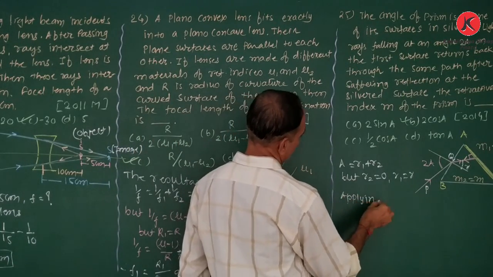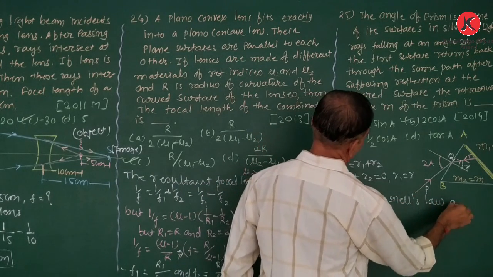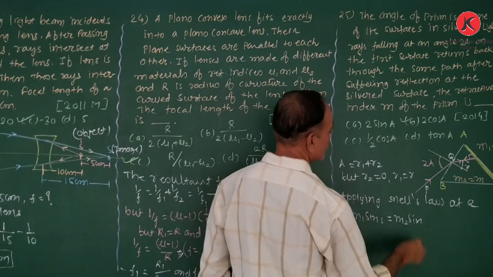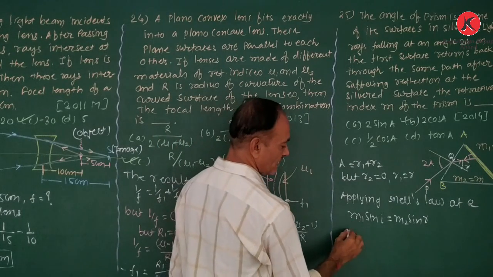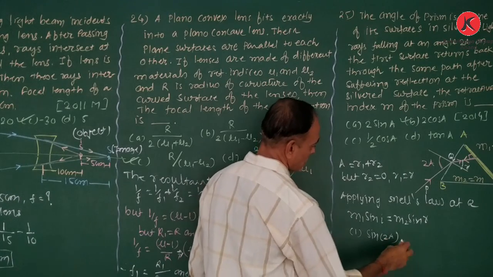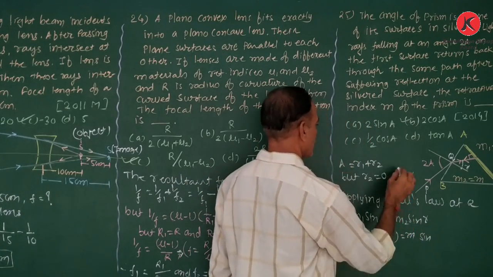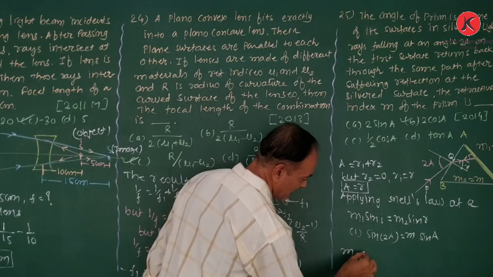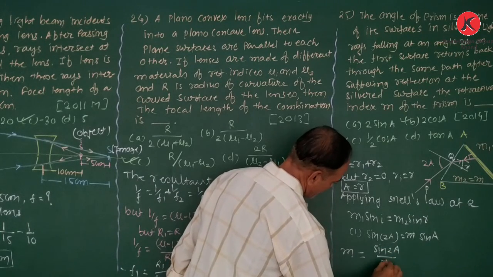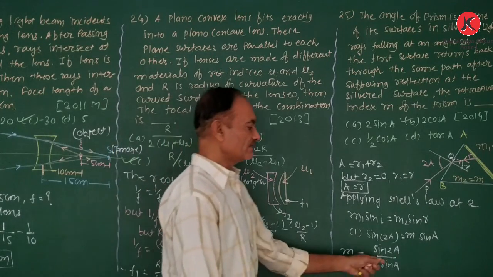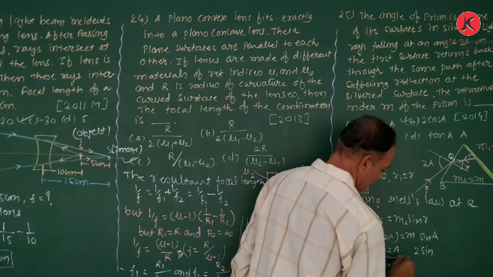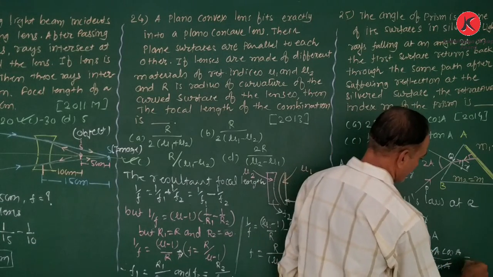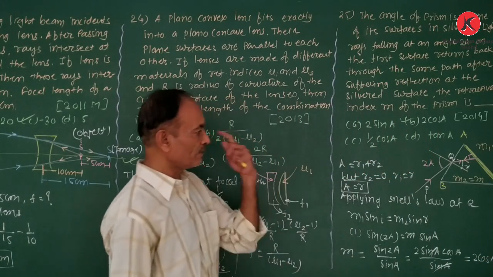Applying Snell's law at Q point. Therefore, mu1 sin i is equal to mu2 sin r. mu1 is equal to 1, sin i, that means 2A, is equal to mu2, that is mu, sin r, which is equal to A. Therefore, effective index mu is equal to sin 2A upon sin A. Now, from the equation of trigonometry, sin 2A, that means 2 sin A cos A upon sin A. Sin A cancels, therefore 2 cos A is the effective index of material of the given prism.